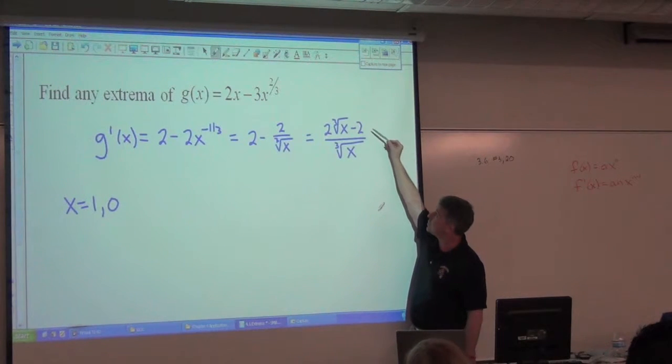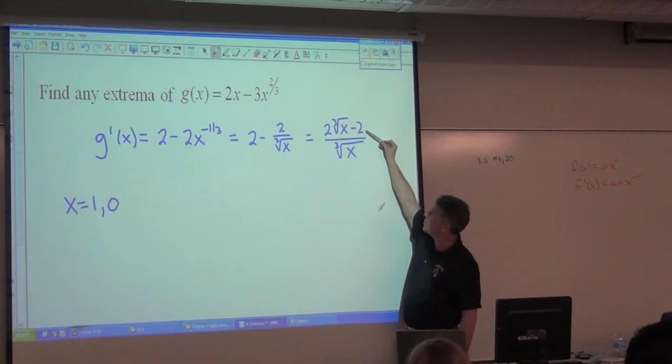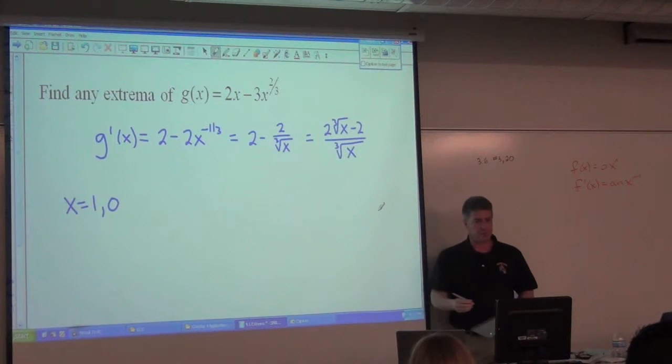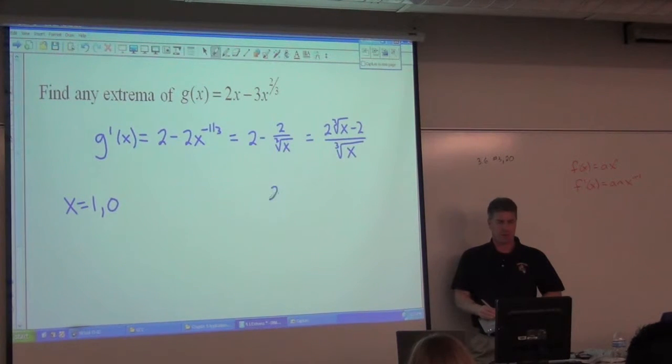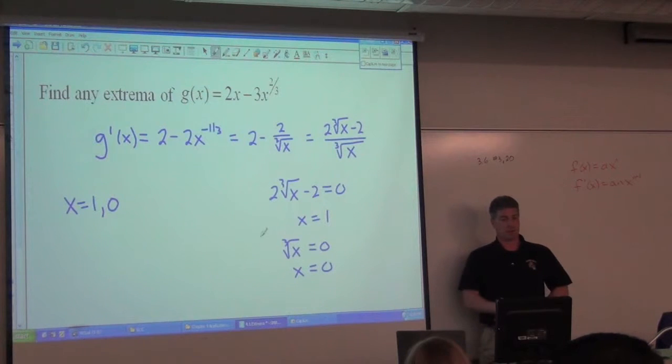Critical numbers are where the first derivative is 0 or undefined. So if you have a fraction, it's where the fraction is 0 or the denominator is 0. Really what we've got to do is take the 2 cube root of x minus 2 and set that equal to 0, and that's where we get x is 1. Or the cube root of x could be 0. That's where you get x is 0. So these are our critical numbers.